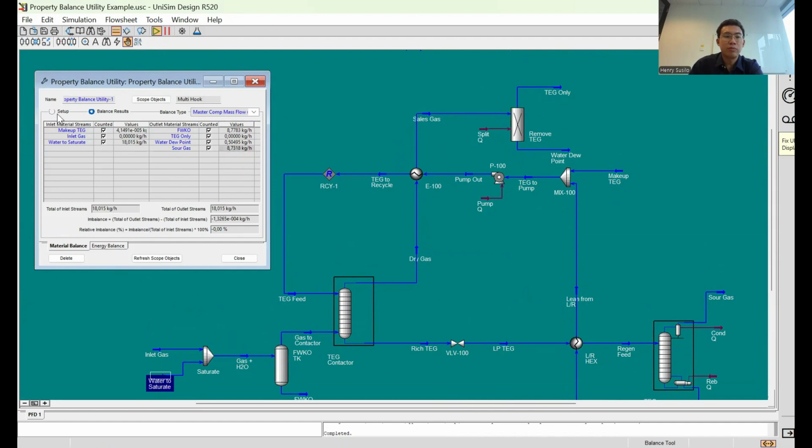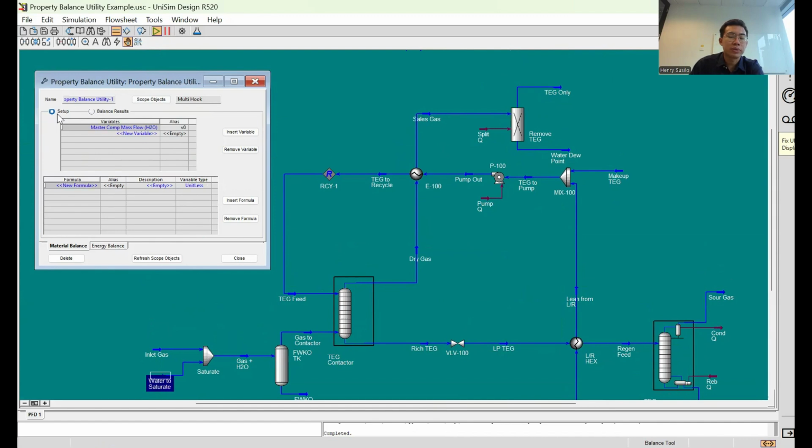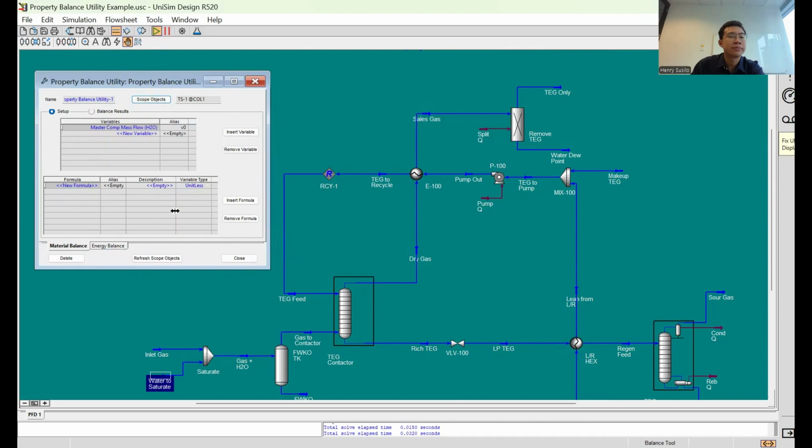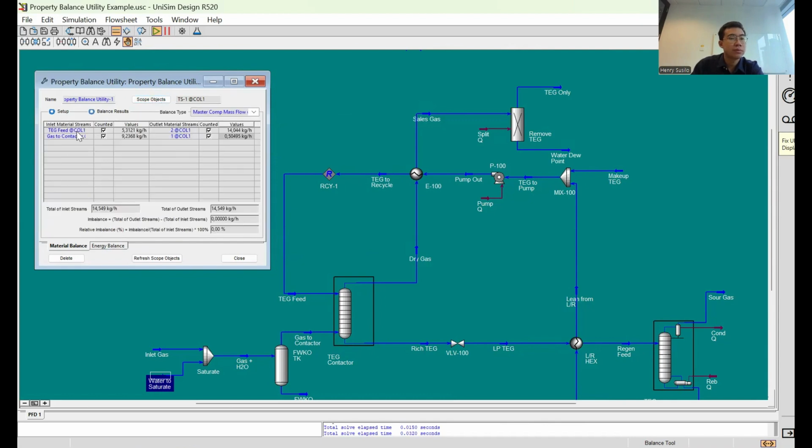We could also change the scope, not flow sheet wide, but we want to observe a certain area. For example, we want to know only the TEG contactor. For the scope of object, I will remove all, and then I will change into only the TEG contactor. Something like this. So now we could see that the scope will be different. The inlet material streams will be the TEG feed, which is this one, and also gas to contactor, while the outlet is this dry gas and also rich TEG, but with a different name.